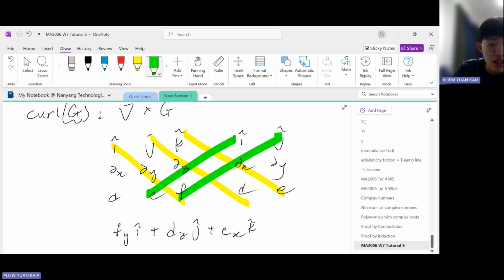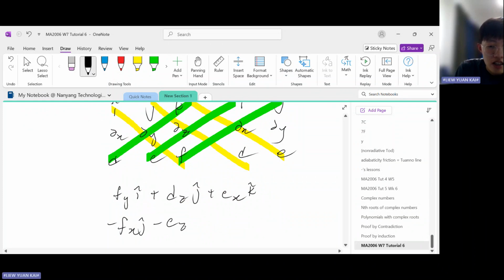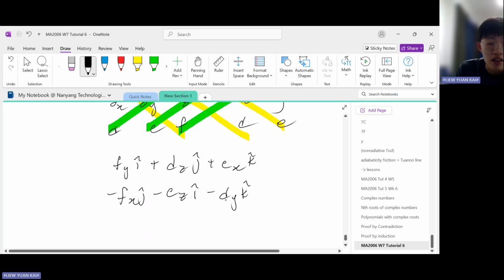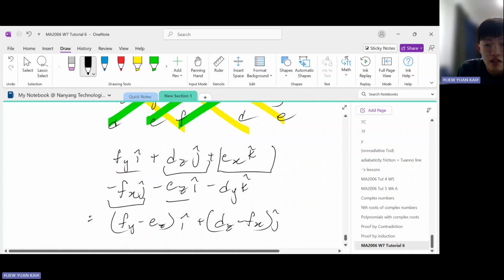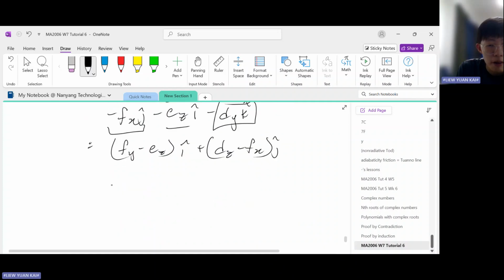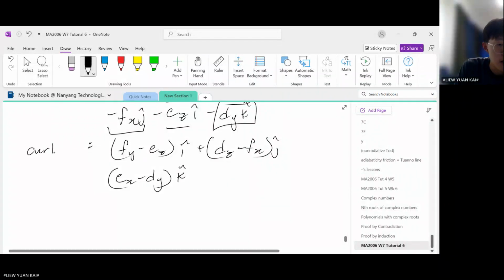Now we have to do the opposite direction, so minus away this, minus away this, minus away this. The opposite direction will be FX j, then this one will be EZ i, then the last one will be DY k. Then you group the like terms together: FY minus EZ i, then j with DZ minus FX j, and finally this with this, EX minus DY. So this is curl G.